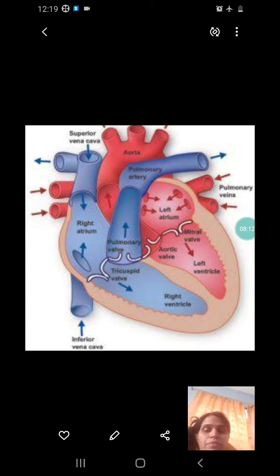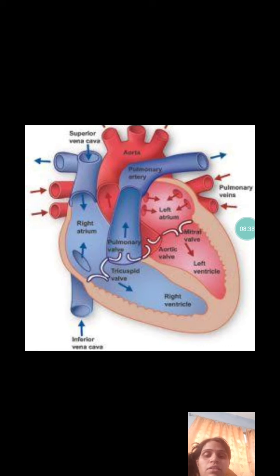After the deoxygenated blood reaches the right atrium, it exerts pressure. Due to this pressure, the tricuspid valve opens and the deoxygenated blood comes to the right ventricle.